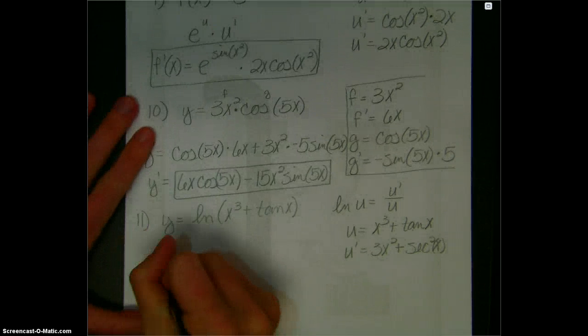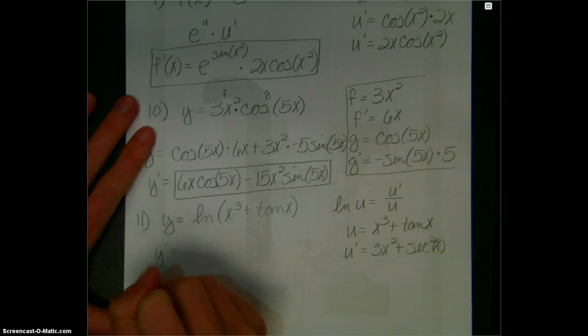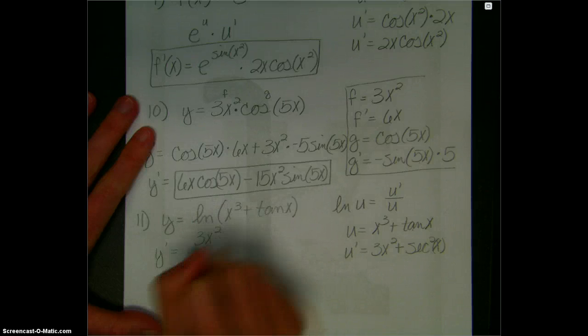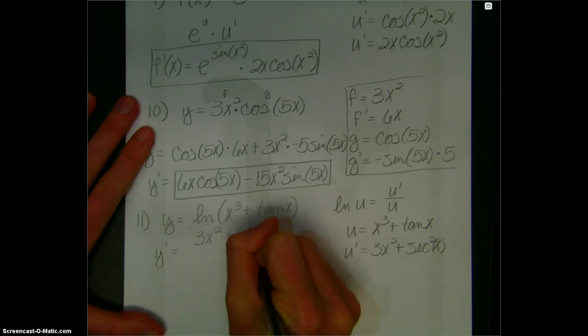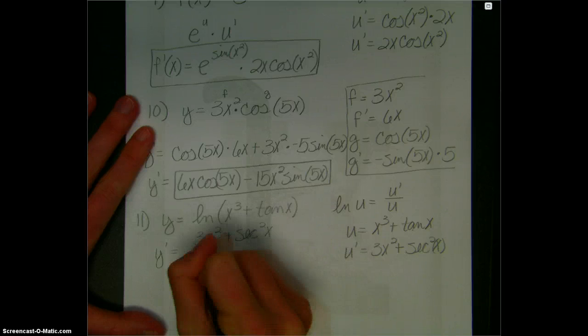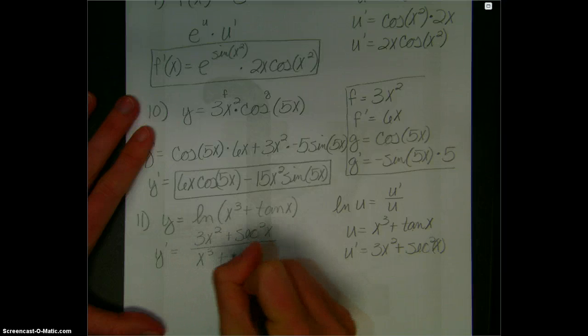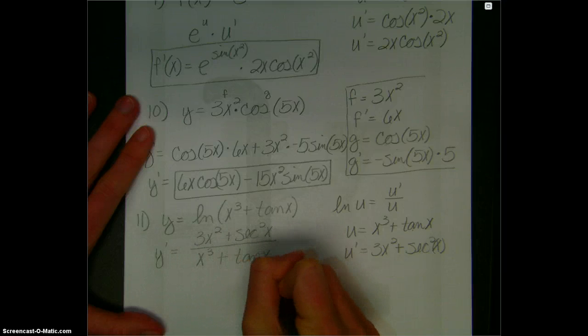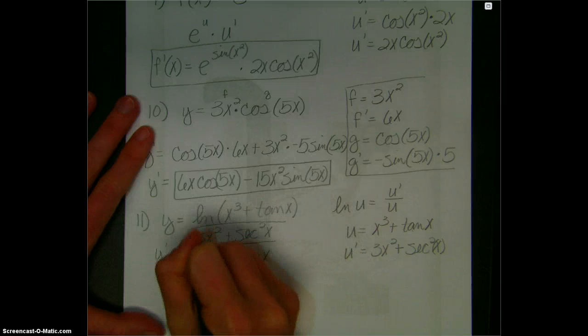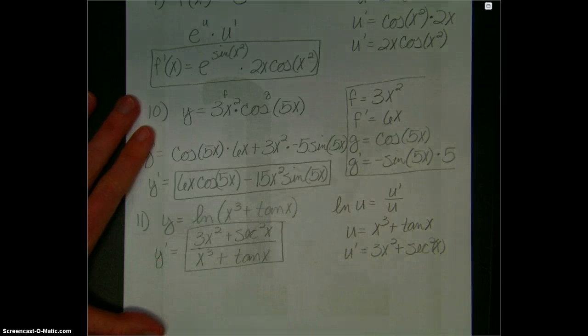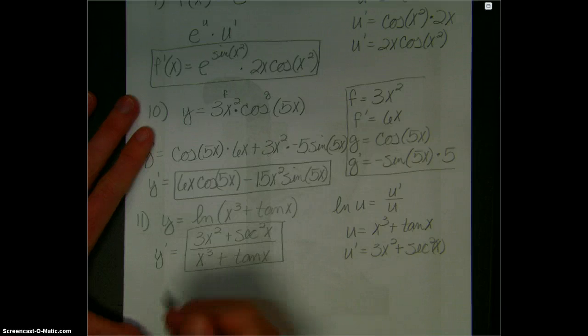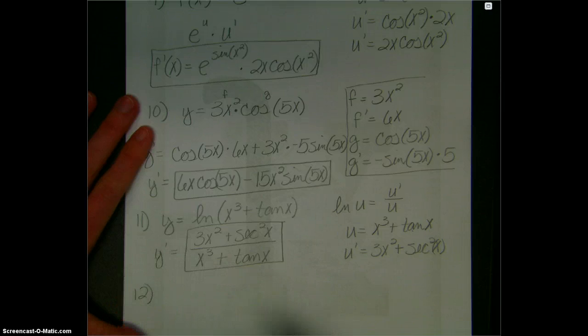So my derivative then, I'm going to take my u prime that we just found, 3x squared plus the secant squared of x, over u, which is x cubed plus tangent x. And nothing will cancel out with that one, so that right there is my answer. I don't want to take out an x because this x is tied to this secant, or this x is tied to this tangent. They are angles, not just numbers, so you don't want to try to cancel those out.